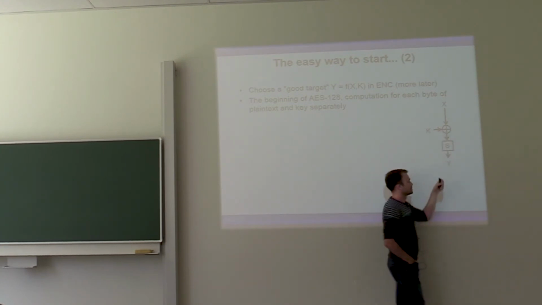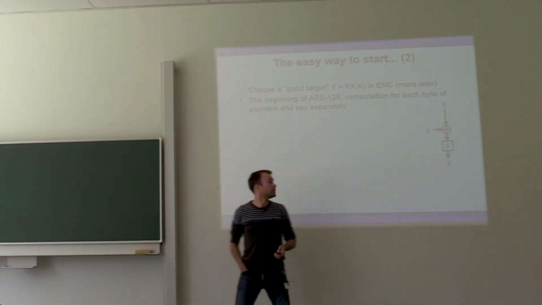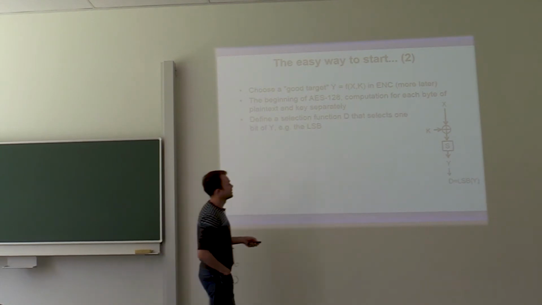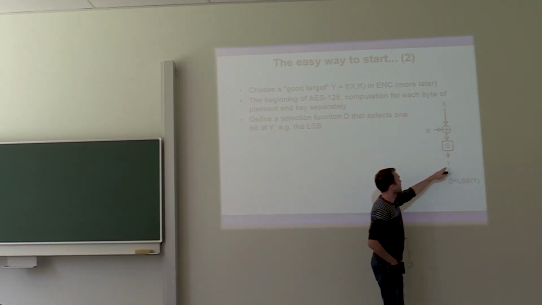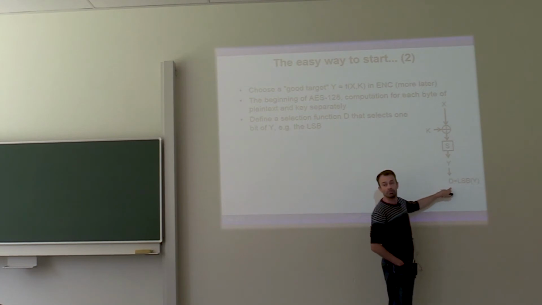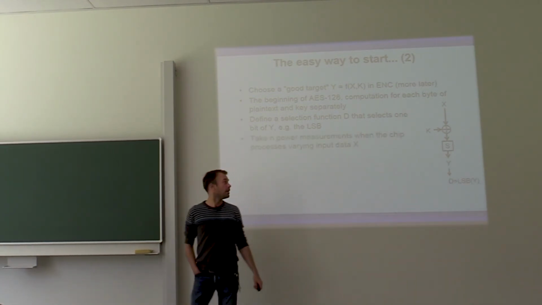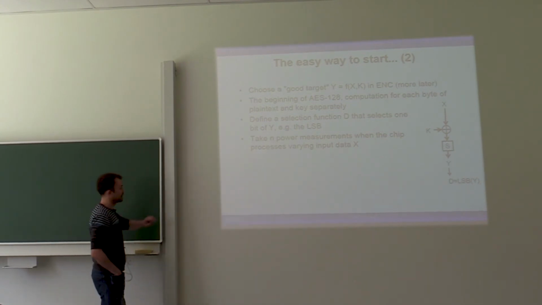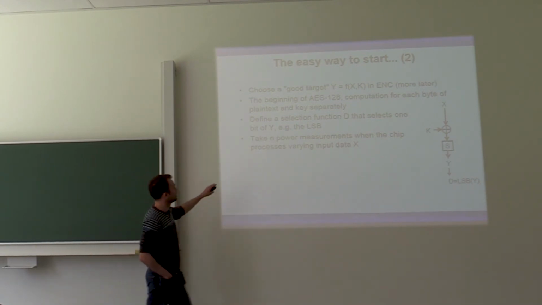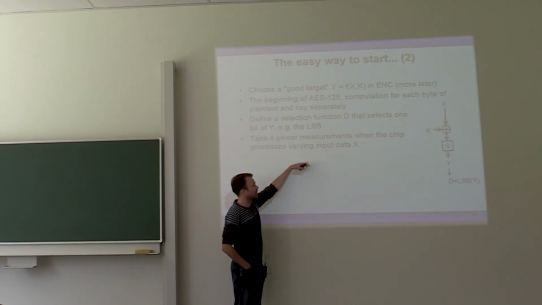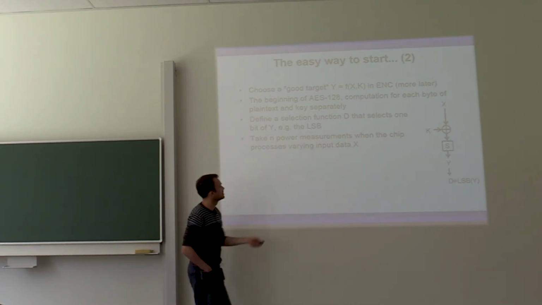XOR, substitution box, and that's it. That's going to be the point that we want to attack. So we have the output of the S-box, and we'll just look at one bit of this output of the S-box. Let's call this D. We take many power measurements when the chip processes varying, randomly chosen input data X.